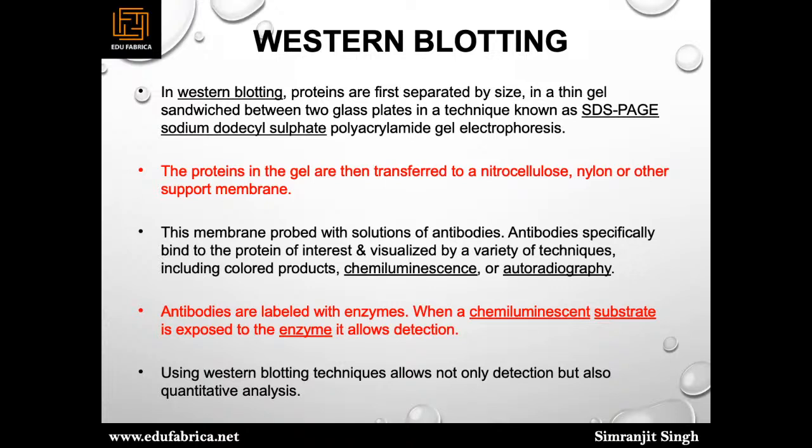The proteins in the gels are transferred to the nitrocellulose membrane the same way as DNA and RNA, and we probe them with the primary antibody, then the secondary antibody, and over the secondary antibody we add chemiluminescence, or we check by autoradiography.